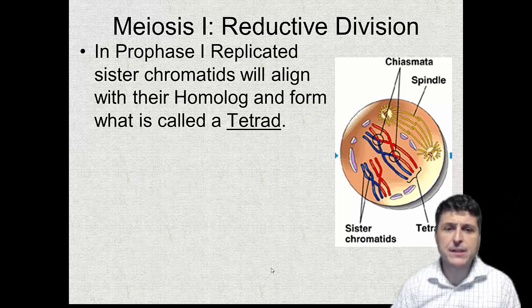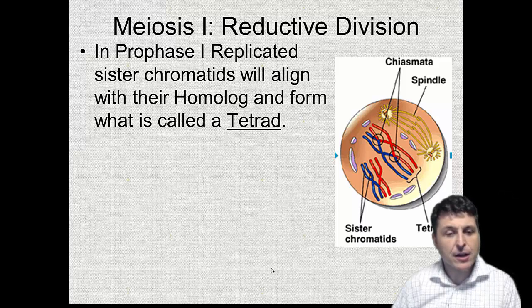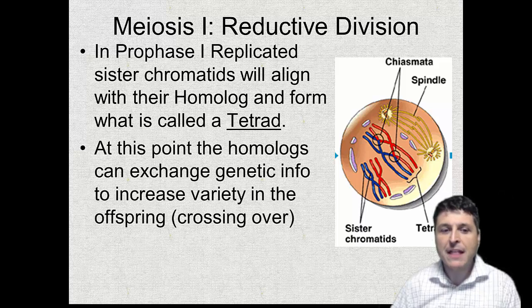Now, in prophase 1, these replicated sister chromatids will actually match up with their homolog and form a structure called a tetrad. Now, because these homologous chromosomes are close together and they share genes in the same location, they oftentimes will exchange genetic information with each other to increase the diversity in the offspring. And this process is called crossing over.